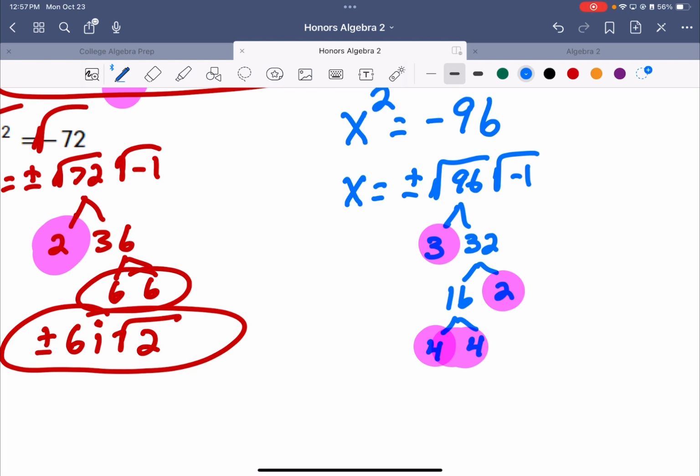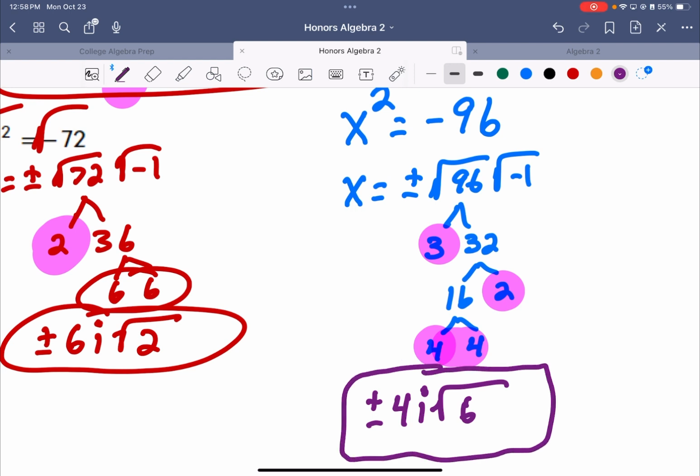All right, so if we look at it, it gives us plus or minus the square root of 96 times the square root of negative 1. So if I break 96, 3 times 32, 16 times 2, 16 is 4 times 4. So the 4 has a partner. Because the 4 has a partner, it can come out. So I've got plus or minus 4. Square root of negative 1 is i. The 3 and the 2 don't have partners, so you have to multiply them back together. So positive or negative 4i radical 6 should be your solution to it.